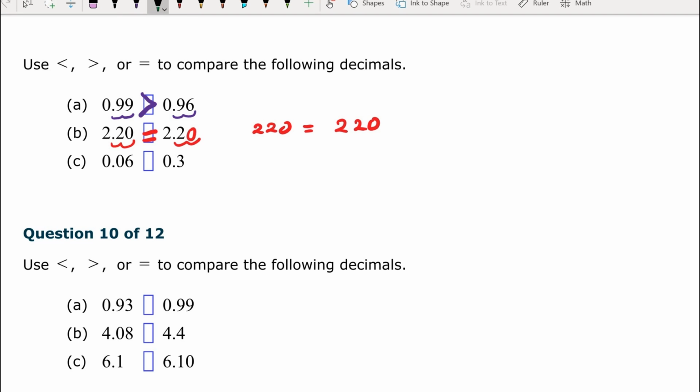The last one, we're going to move the decimal point twice, so that will give you 6, and move this twice, that will give you 30. So obviously 30 is bigger than 6, so 0.3 is bigger than 0.06.